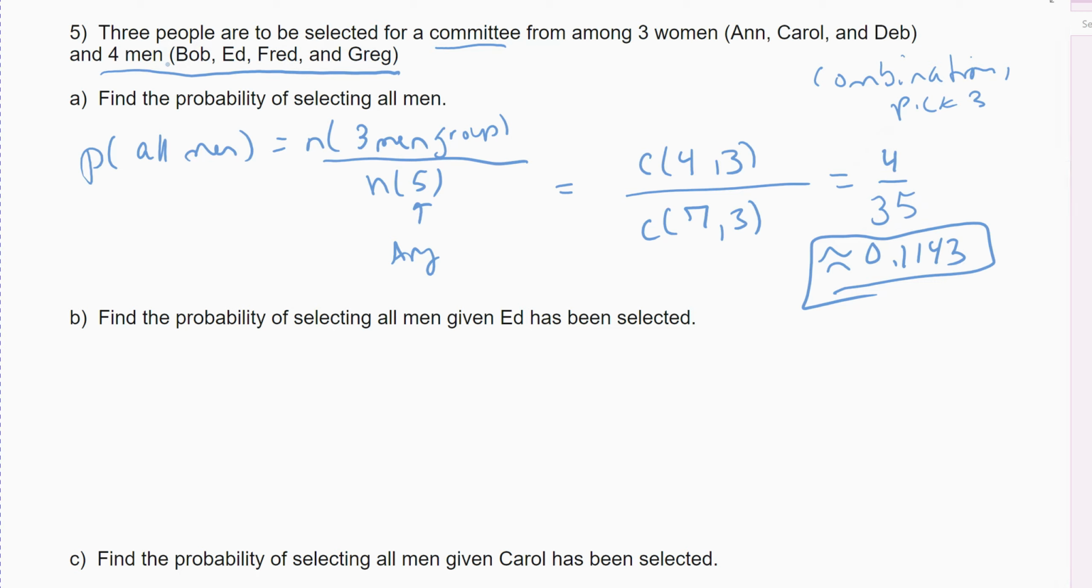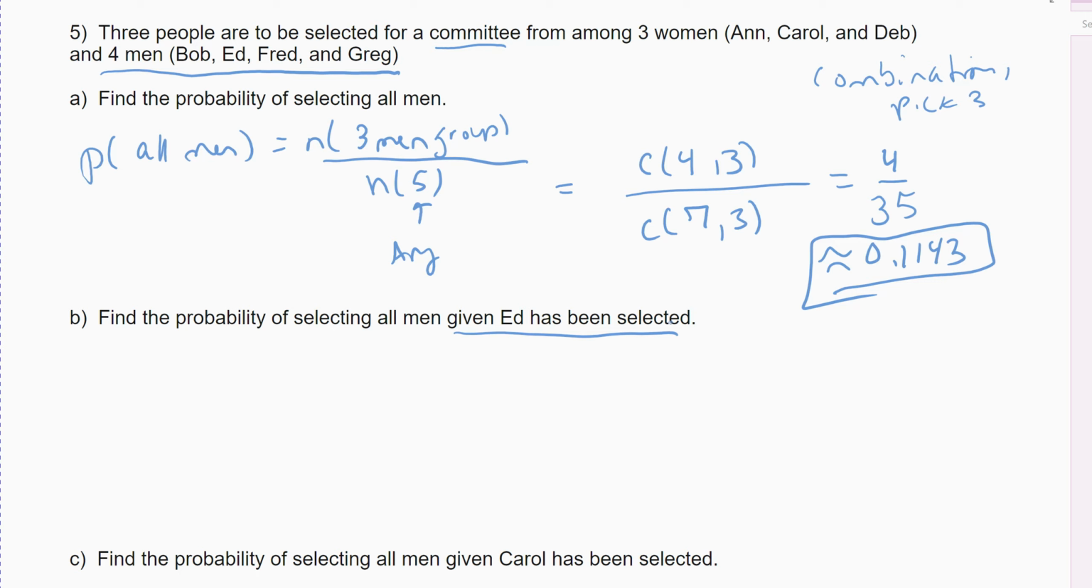Part B, find the probability of selecting all men given Ed has been selected. And so this one is one where the conditional part is a little more straightforward. They use the word given. As soon as you see the word given, more often than not, it's a conditional probability. So what's been done is we've picked Ed. So Ed is on our committee.